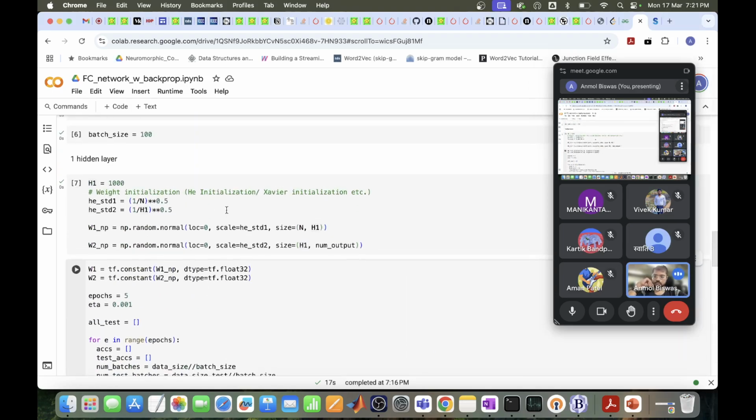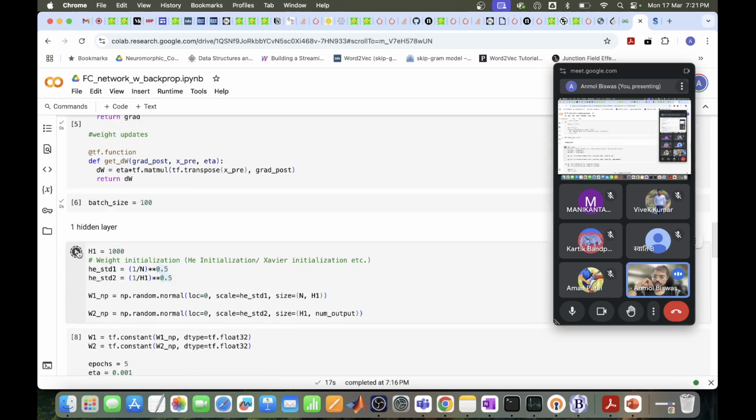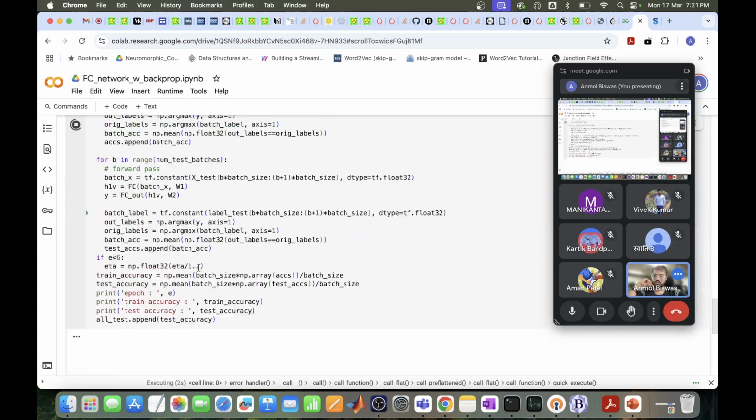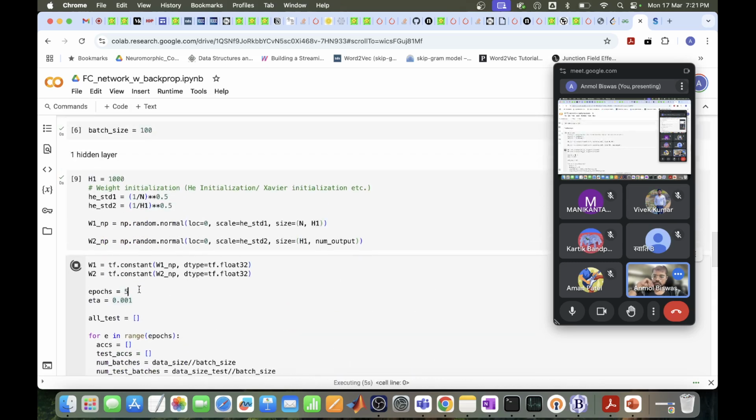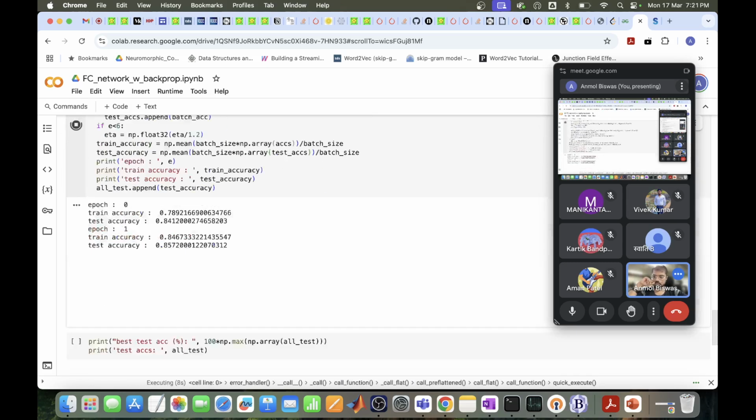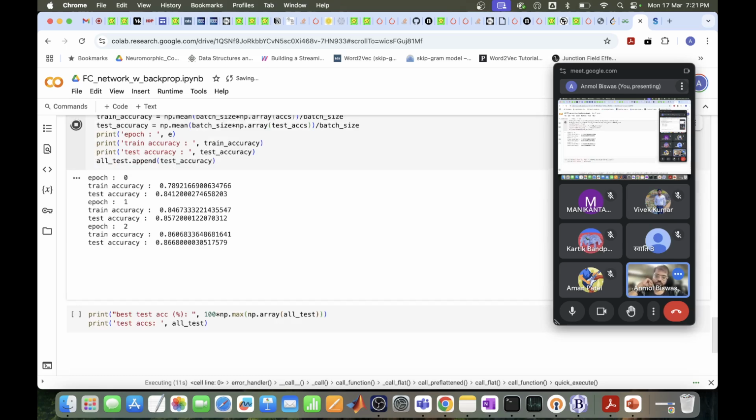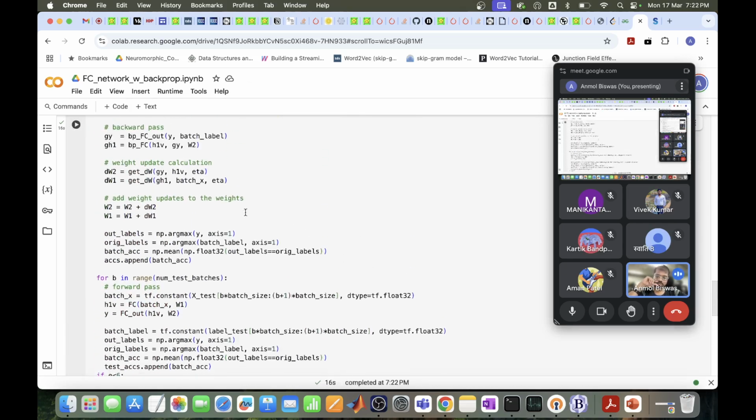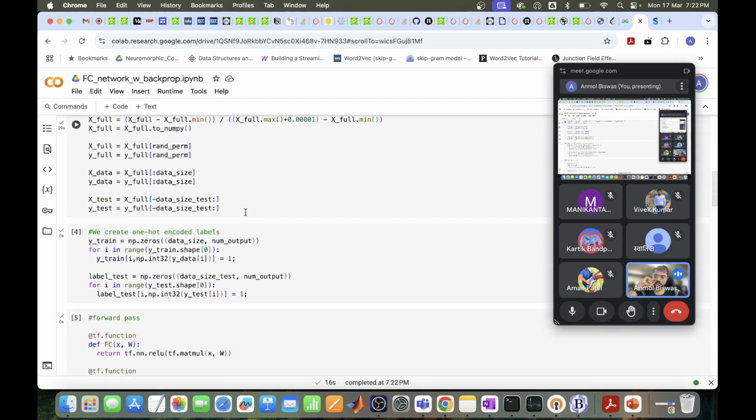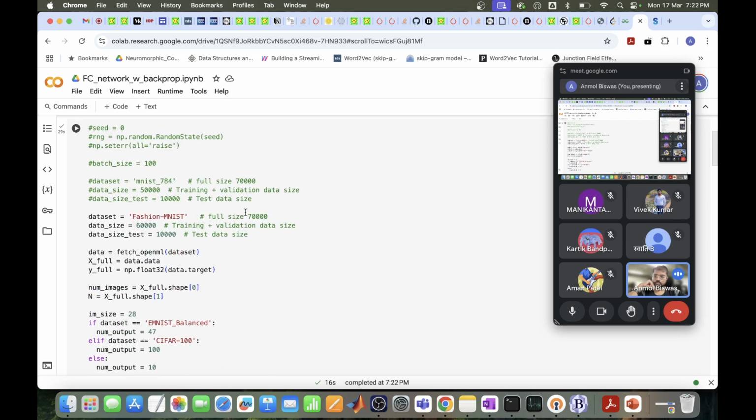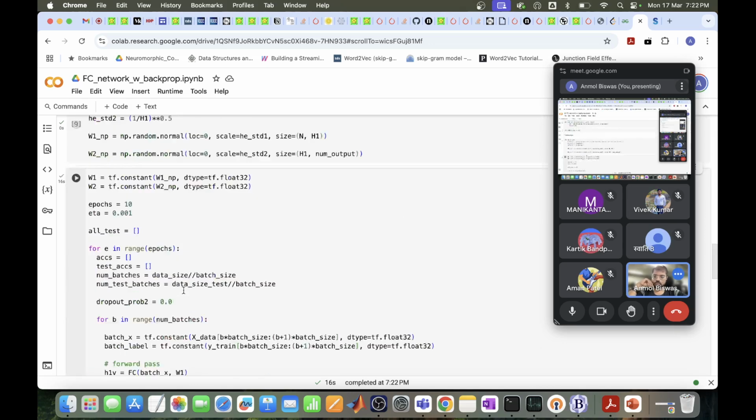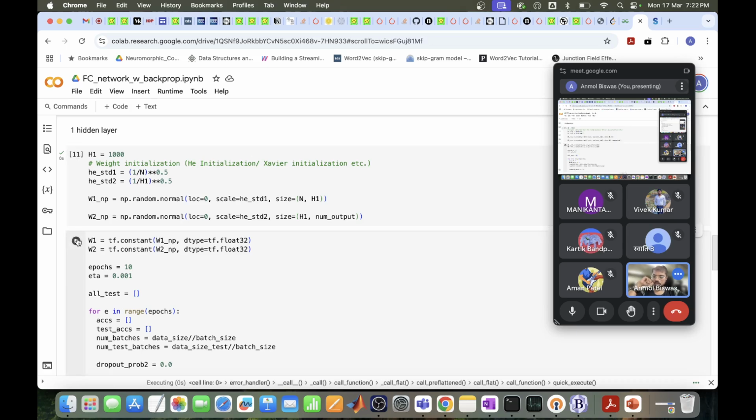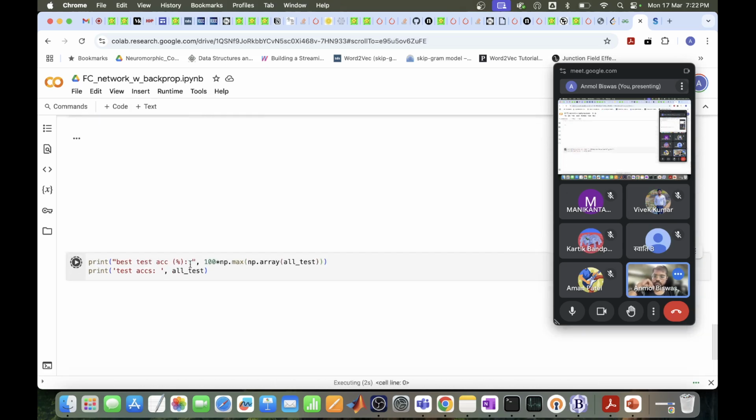So let's do this again. Set things up over here. Let's train it again. Train it for 10 epochs. So yeah, it's training. This is Fashion MNIST. You can do MNIST also. Yeah, so this is kind of a simple thing, right?